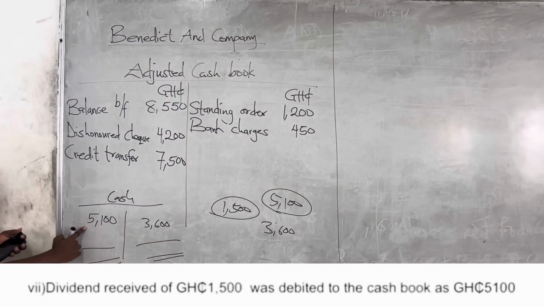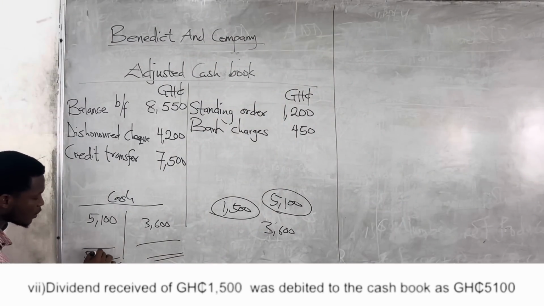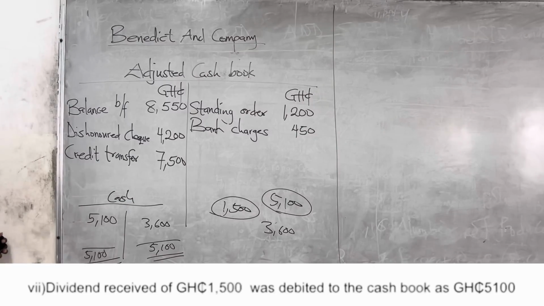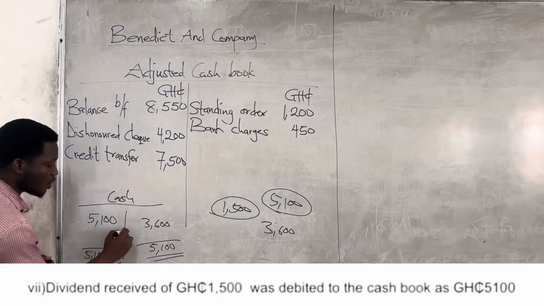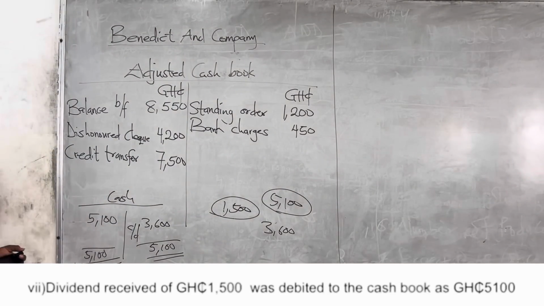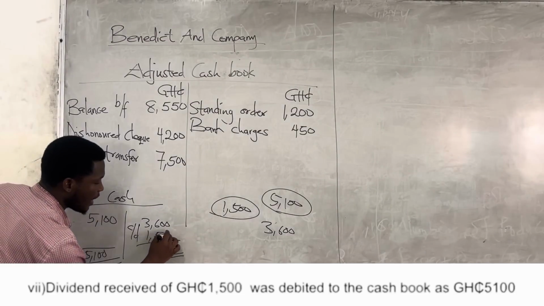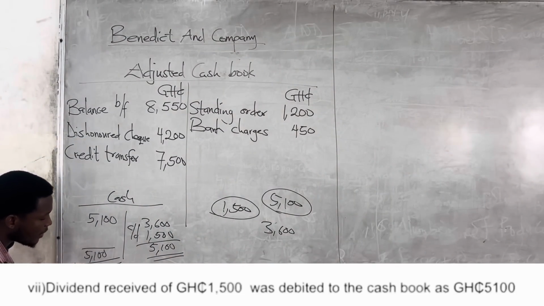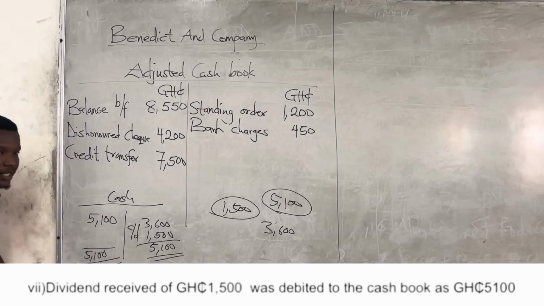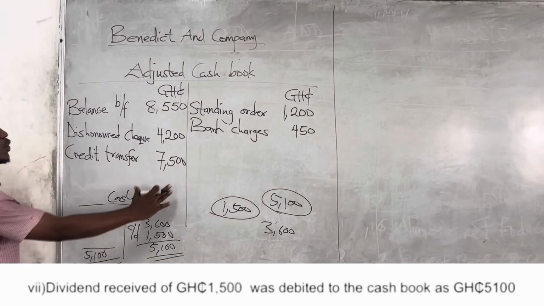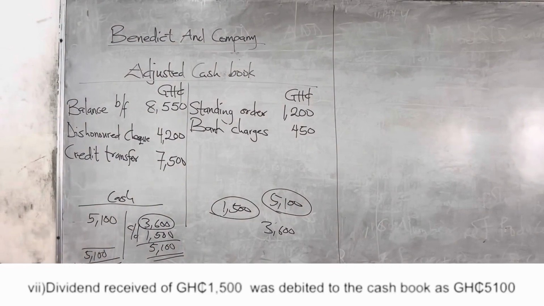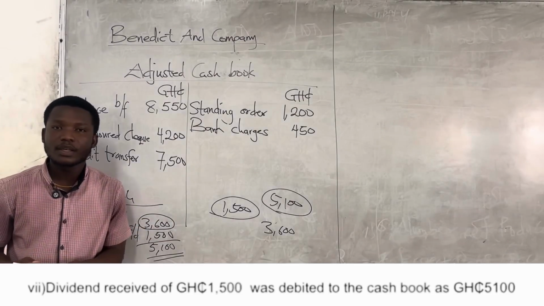Now, this is the biggest figure, 5,100. So let's find the difference. The difference is supposed to come here, the carry down, and we will have our brought down here. So the carry down difference will be 1,500, and here will be 1,500. Remember, this is the 1,000 that was given to us, and right now we have the 1,000 here already. So what this means is that we have to credit our cash book with the 3,600 to correct this error that was made.